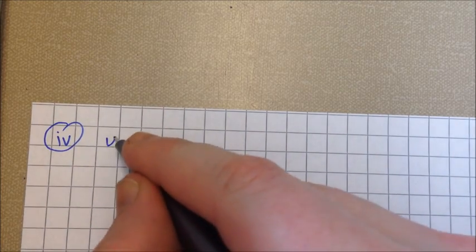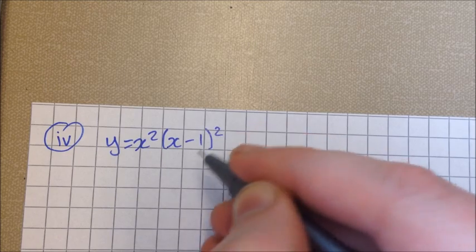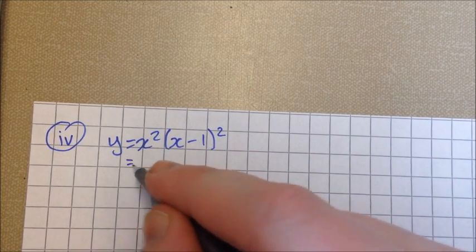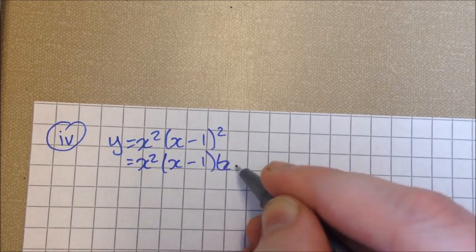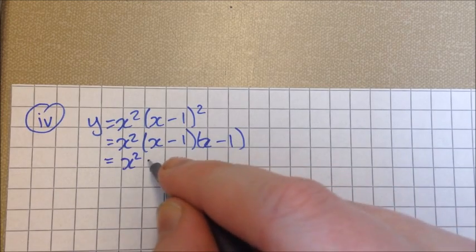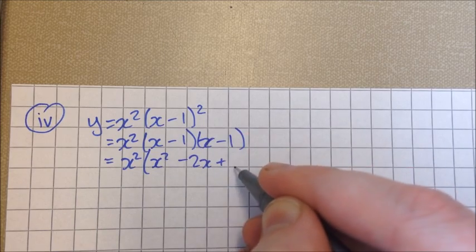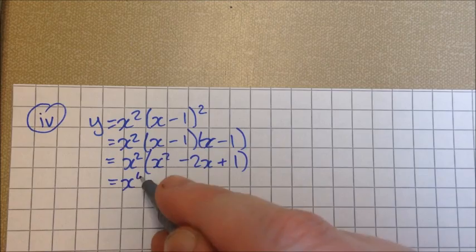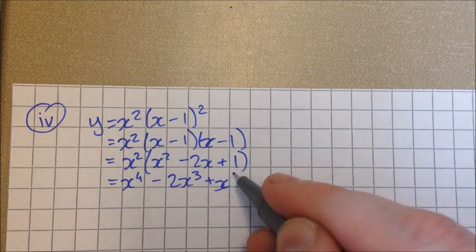Question 4. Right, this is in a little bit of a nasty form for differentiation, so what I'm going to do first is expand this. And then use FOIL on this. And then finally multiply x squared by everything in here. So that's x to the 4, take away 2x cubed plus x squared.